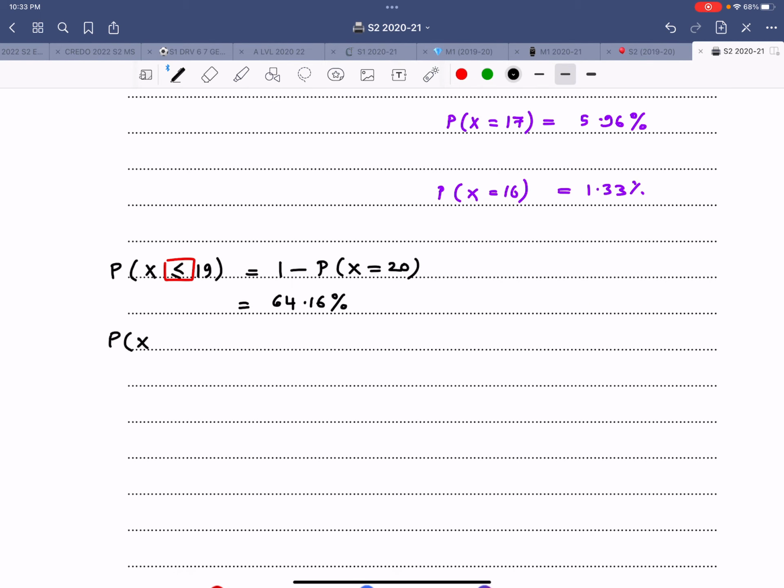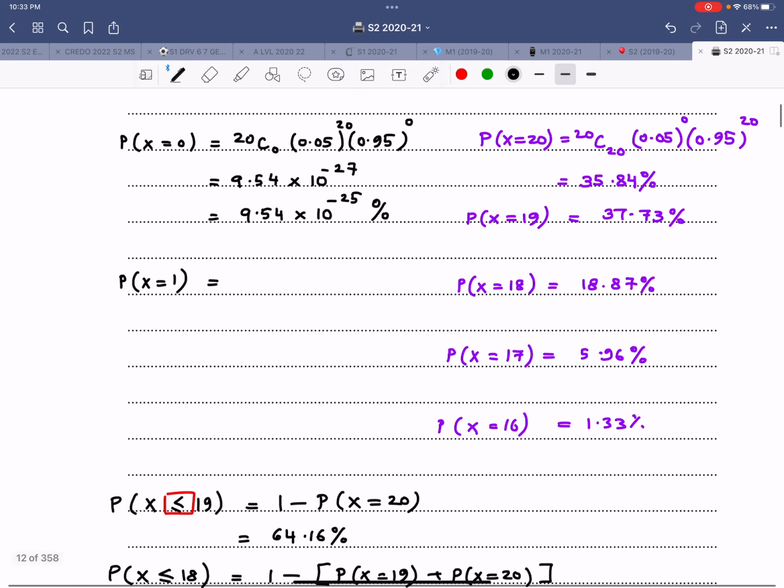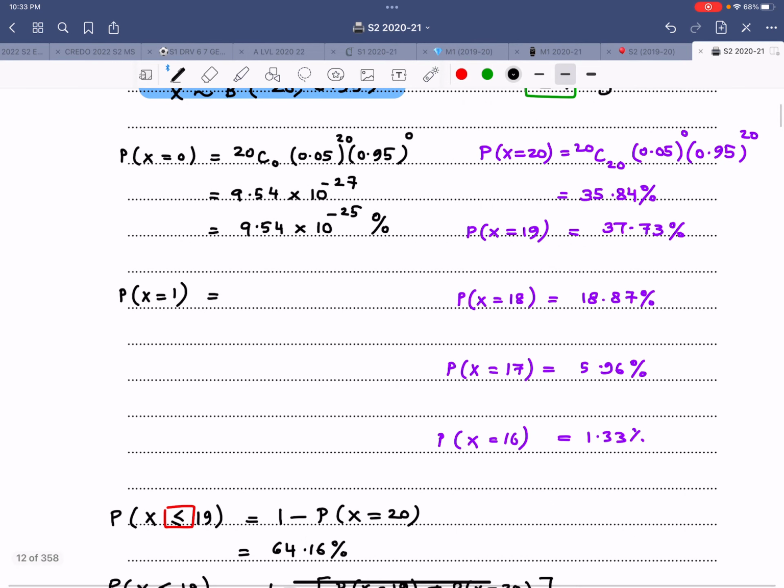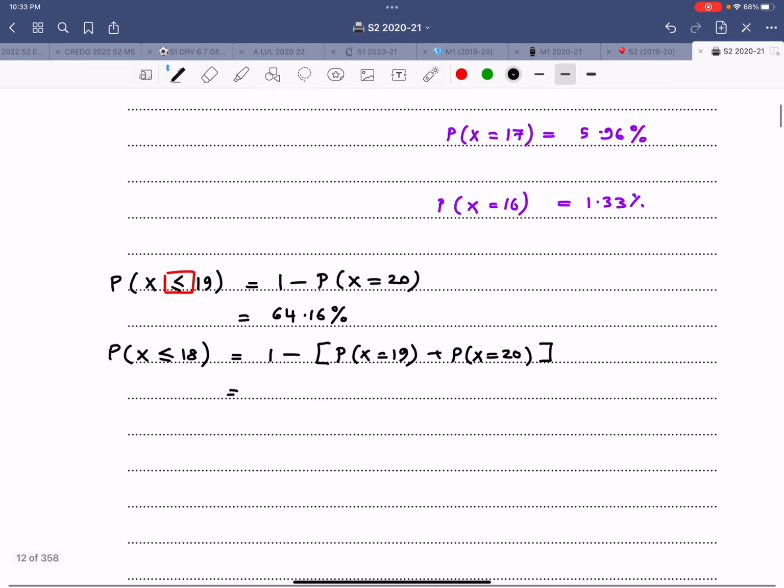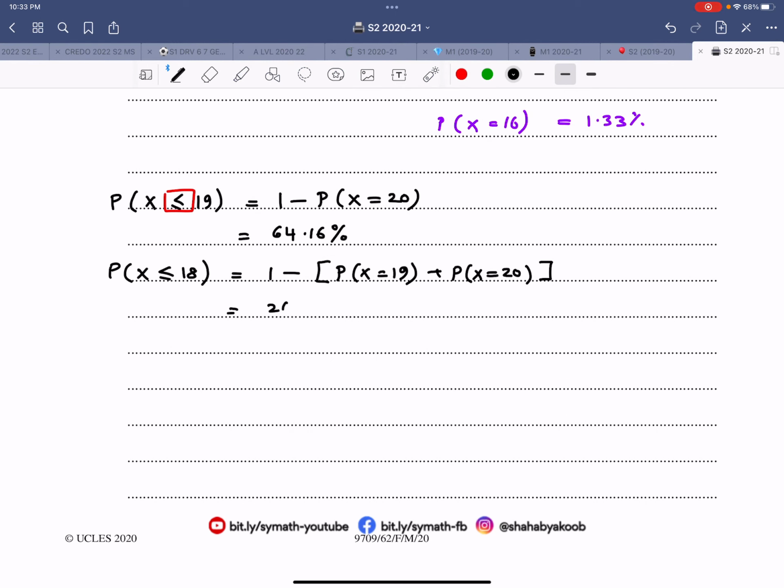Probability x is less than or equal to 18, which is 1 minus probability x is equal to 19, and probability x is equal to 20, and we have to do it with patience. So therefore this is 1 minus the percentages. So 100 minus 35.84 minus 37.73, this comes out to be 26.43%. So this one is basically 100%. Let me move to the next one.